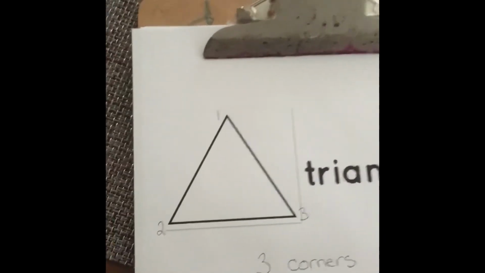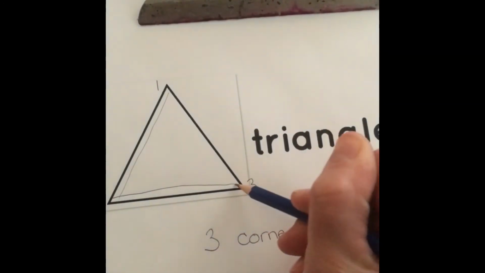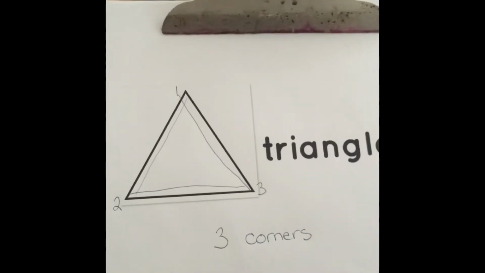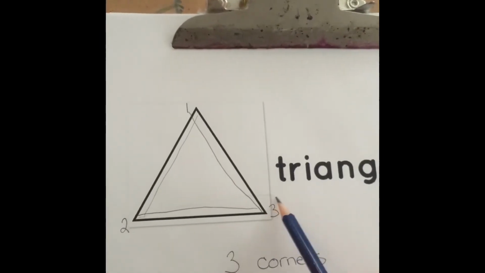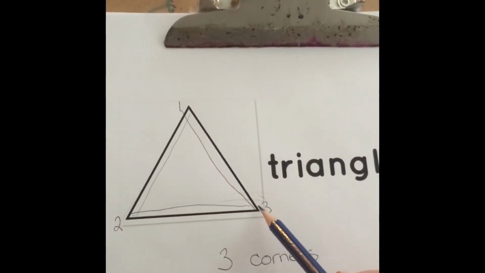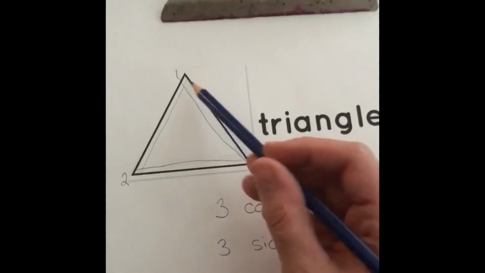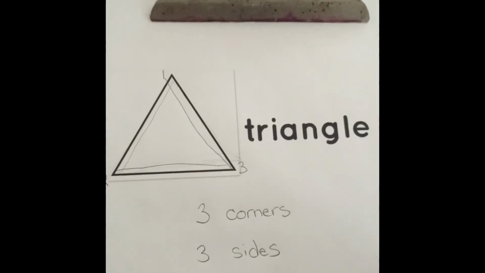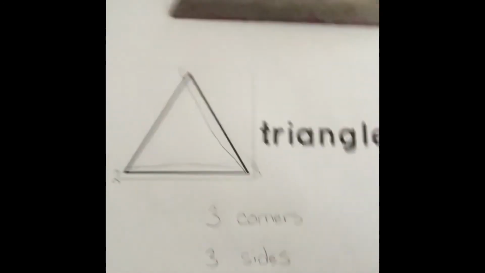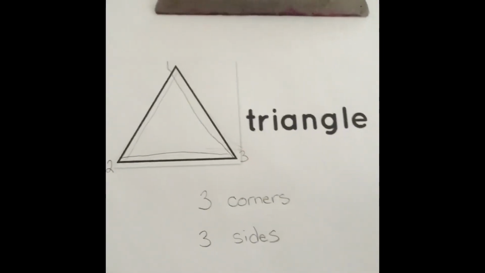Now let's see, how many sides does a triangle have? We'll count them together. 1, 2, 3. So a triangle has 3 corners and 3 sides. Now this triangle has sides that are all equal to each other, so each side is the same size, but not all triangles have the same length on each side. So a square needs to have all 4 sides the same, but a triangle does not. So a triangle will have 3 corners and 3 sides.